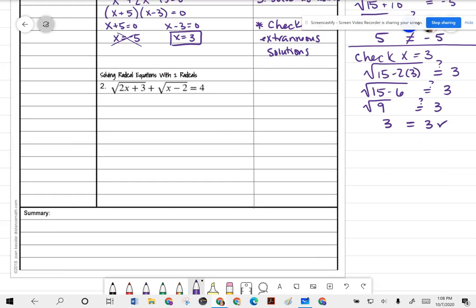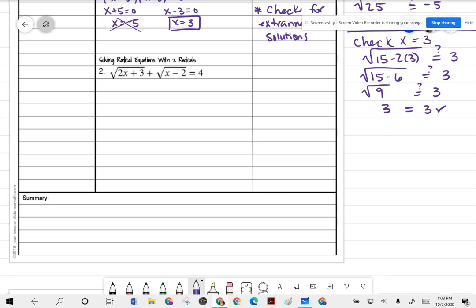Okay, so now what are we going to do if we have more than one radical in an equation? It's very similar. We still need to isolate a radical. So what I'm going to do is isolate this one right here, which means I need to move this other radical to the other side. So I'm going to get the square root of 2x plus 3 is equal to 4 minus the square root of x minus 2. Now what we want to do is focus on getting rid of that radical, so we are going to square both sides.